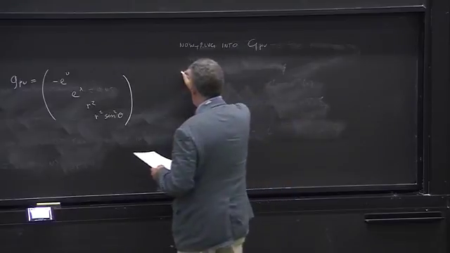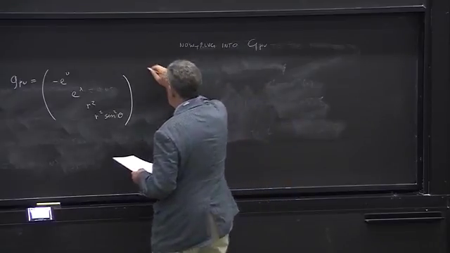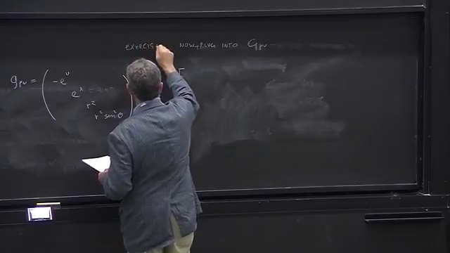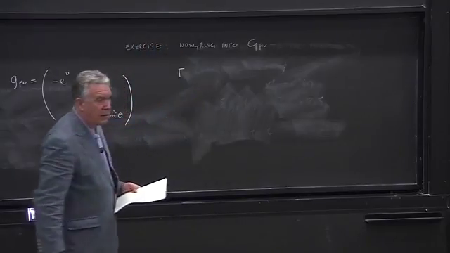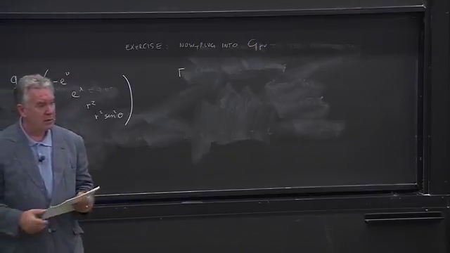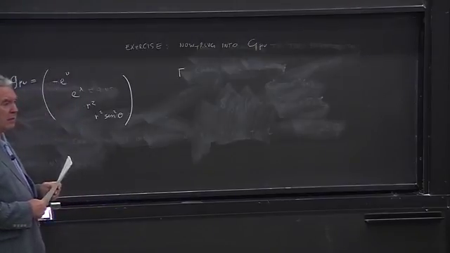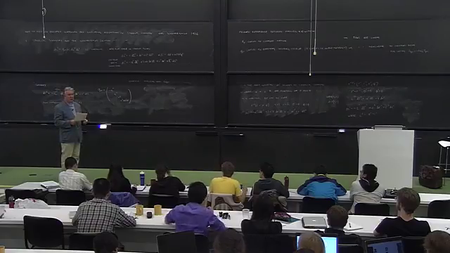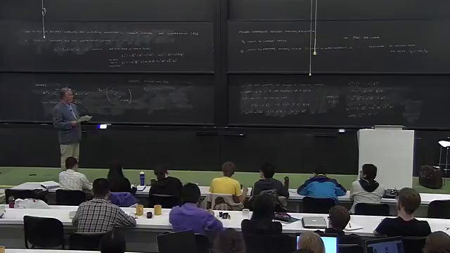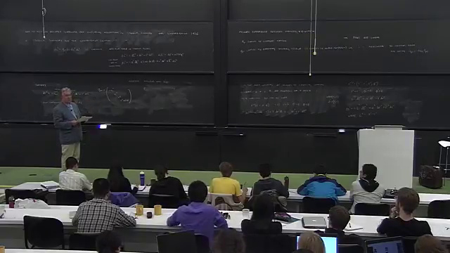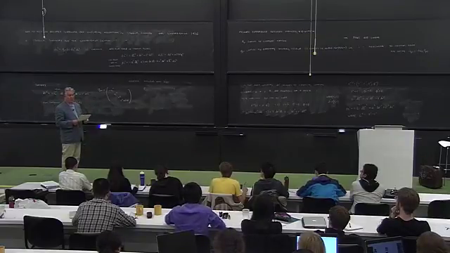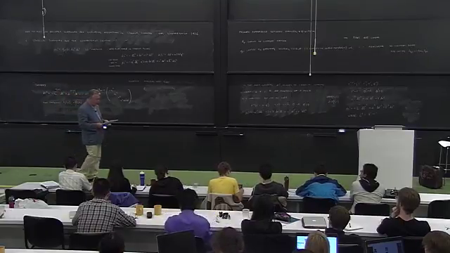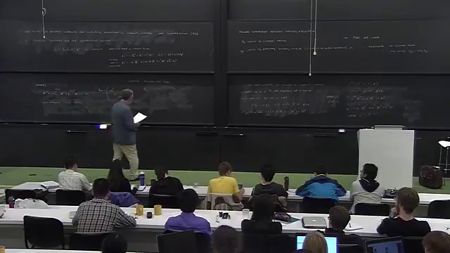Now, to do that, we have to calculate the gammas that go with that metric, and then from the gammas, the Riemann tensor, and then from the Riemann tensor, the Ricci tensor and curvature scalar, and then from those, the Einstein tensor. So that's a straightforward exercise, but it's a bit long-winded, but you have to be careful to get it right.